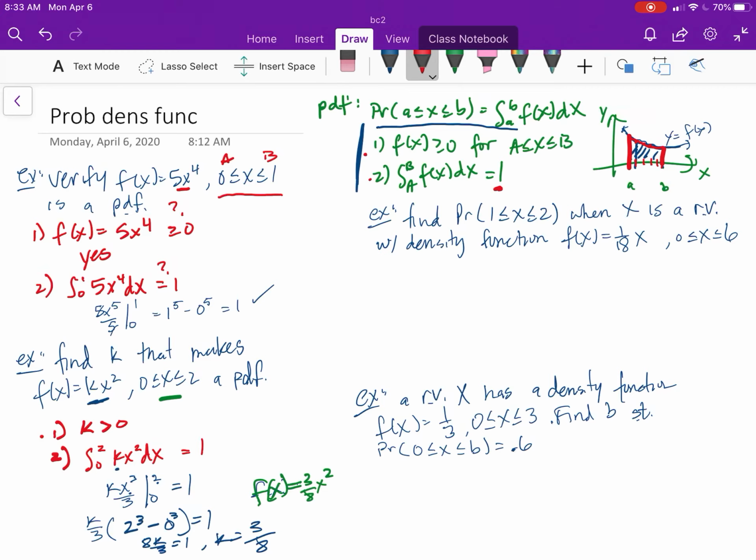All right. Next one, we're finding the probability x is between 1 and 2 when x is a random variable, RV, with density function f of x equals 1/18 x. X ranges from 0 to 6. So it doesn't say verify it's a PDF. So we're just finding this probability.